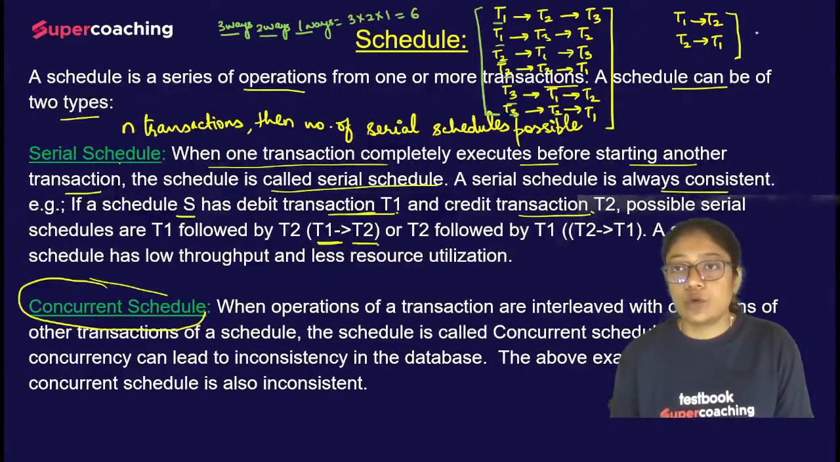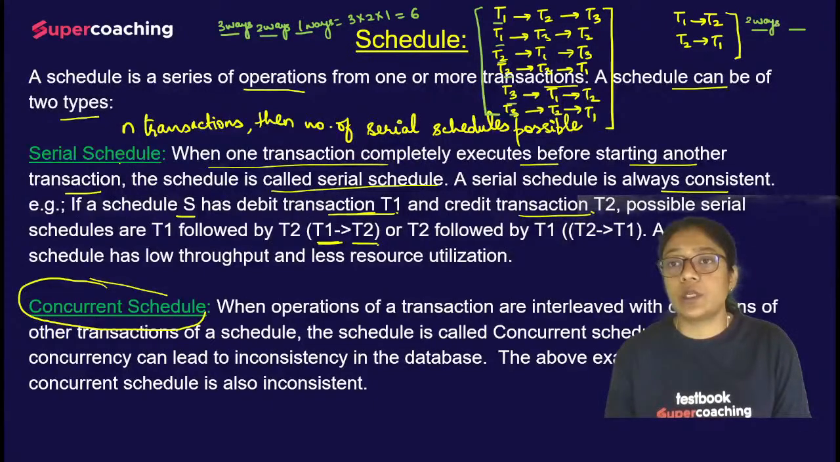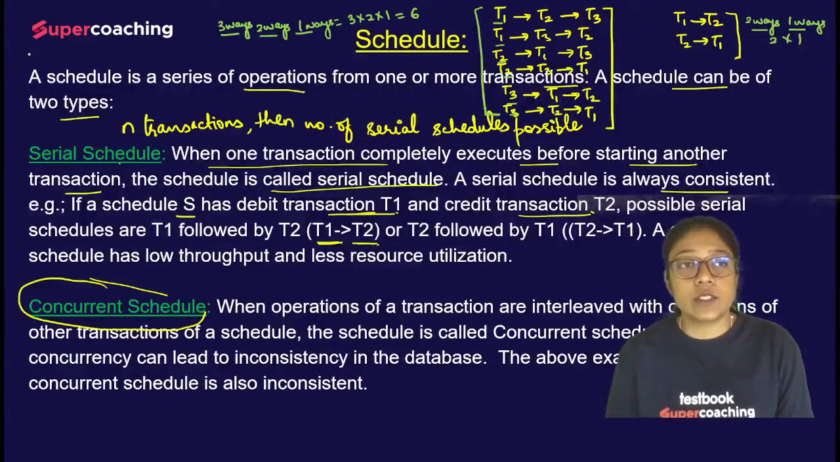If you have two transactions, the first position can be filled in two ways, then one way, so this is 2 into 1. If we have four transactions, 1, 2, 3, 4, the first position can be filled in four ways, then in three ways, then in two ways, and so on.